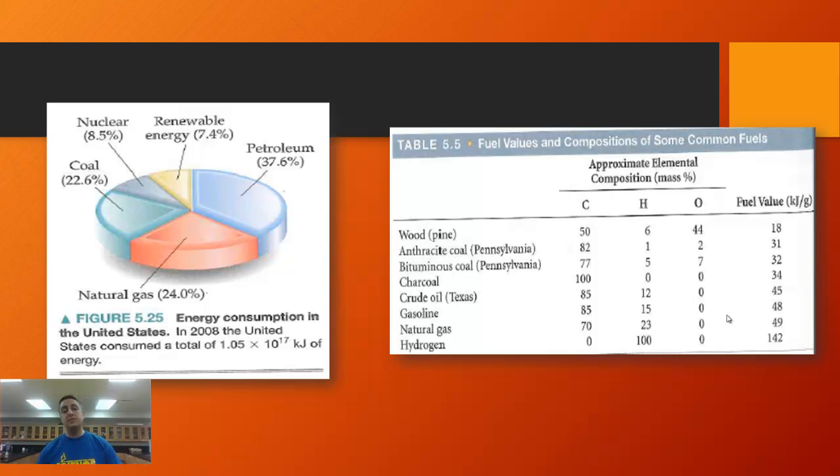The next table, table 5.5, just kind of gives you an idea of the fuel value based on the different types of energy sources. If you look at wood, for example, like a pine tree, it's 18 kilojoules per gram. So not a ton of energy, but you still get in there. And then if you look down to natural gas, it's 49. So out of the fossil fuels, natural gas is one of the best in terms of fuel values, but it still can't compete with hydrogen, which is a lot more than that.